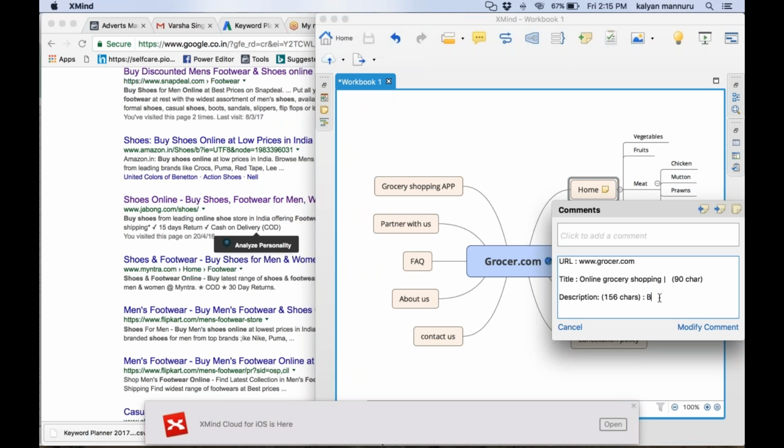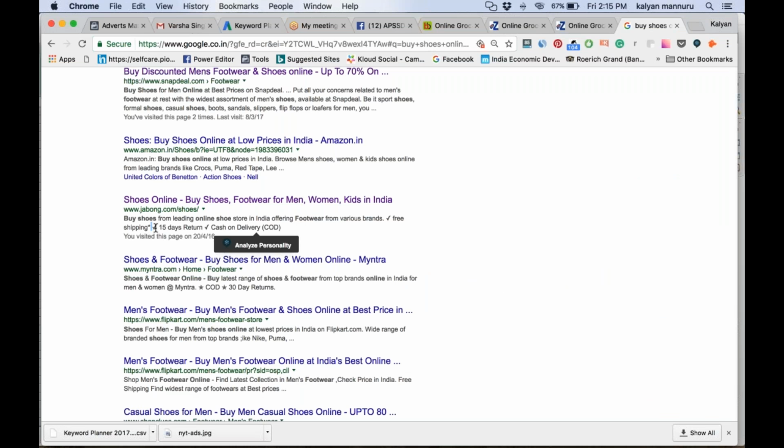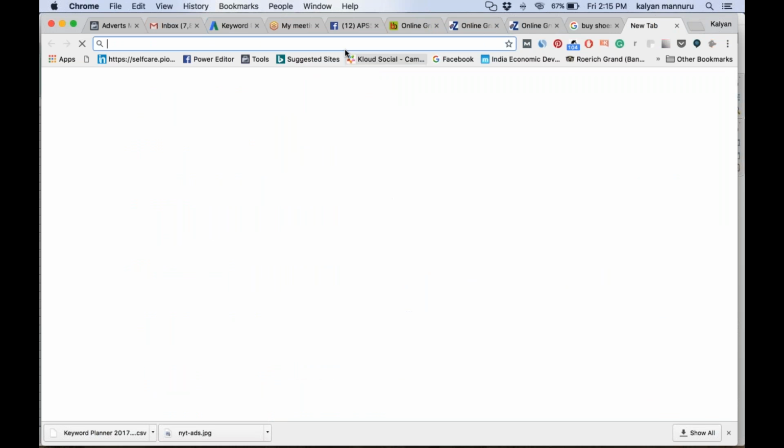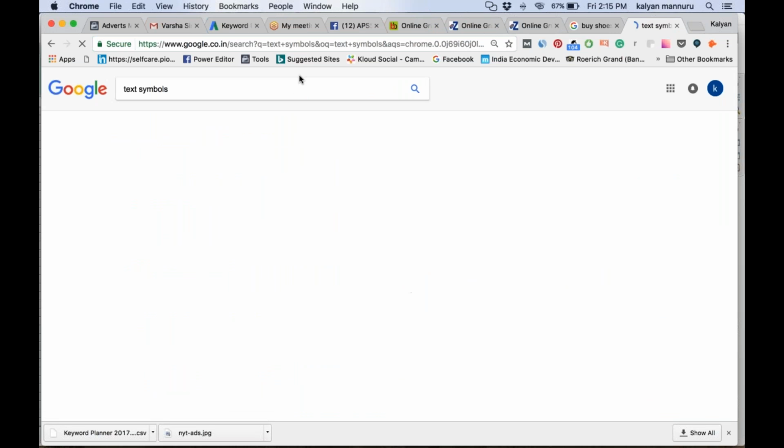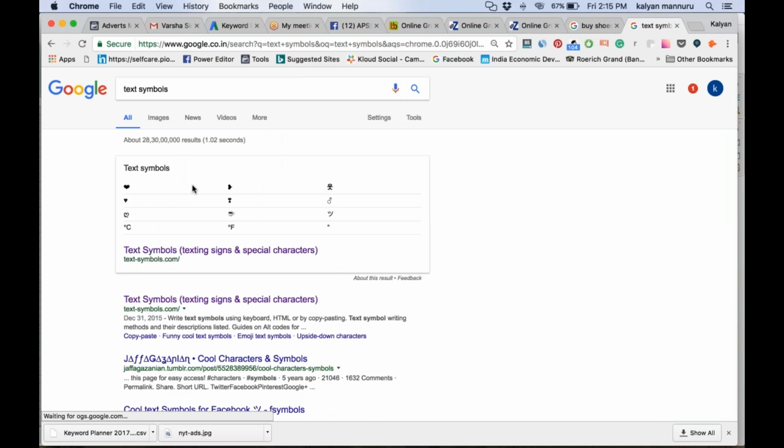So I can say, buy groceries online at cheap prices, 2 hours delivery can be mentioned. The special characters that these guys have used are called text symbols. We can also use them. You can just copy paste text symbols online.